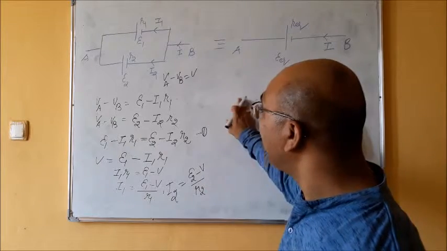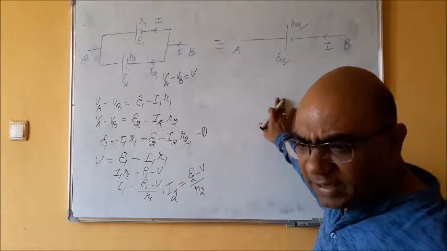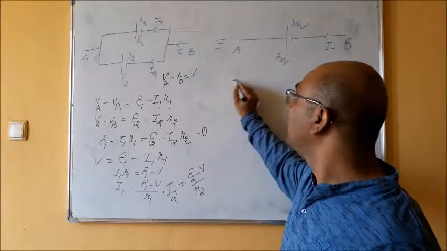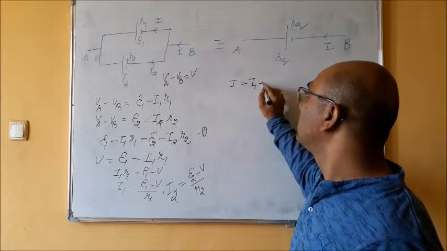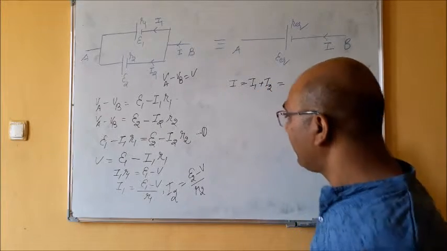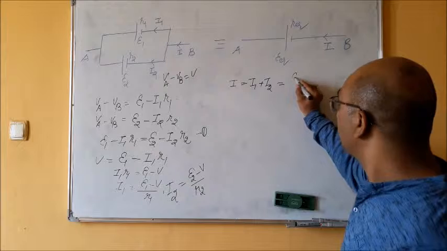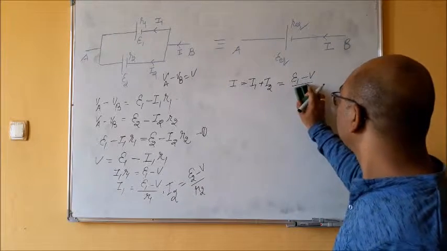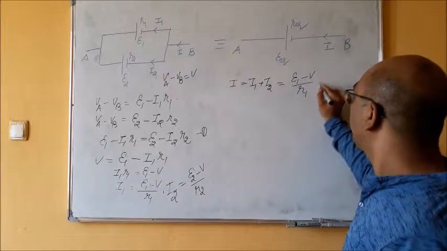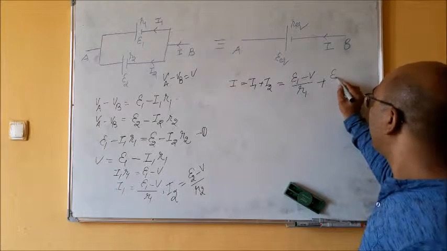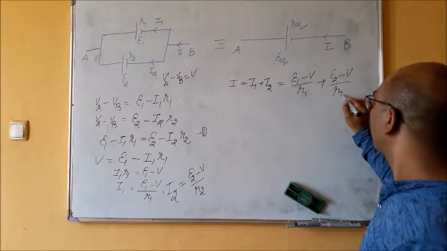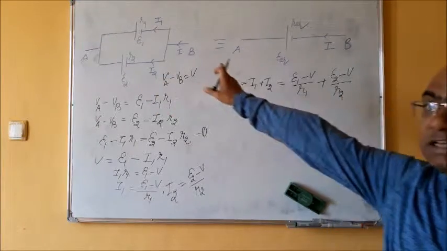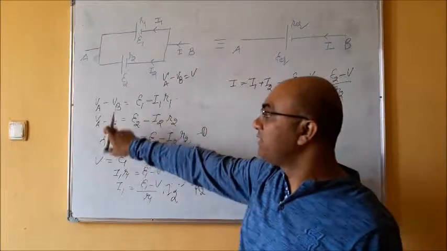And you know that from this side, I can see that I is given by I1 plus I2. So if I put the value of I1 here, E1 minus V upon R1, plus E2 minus V upon R2. Okay. So what am I doing? First I find the value of VA minus VB, since I am putting VA minus VB equals to V.